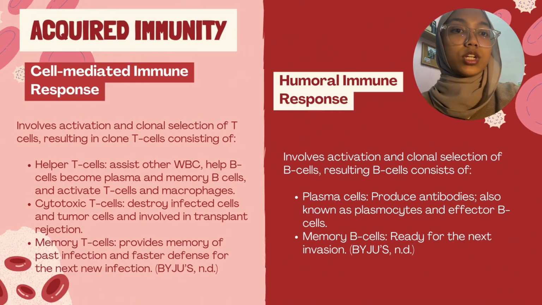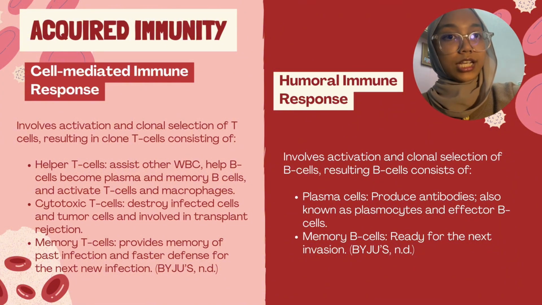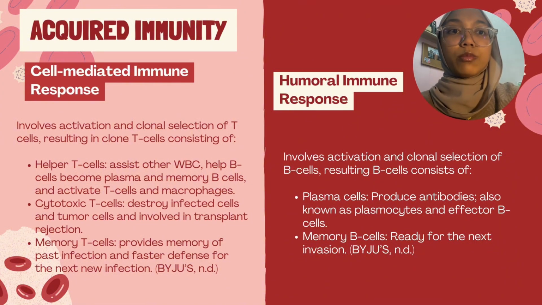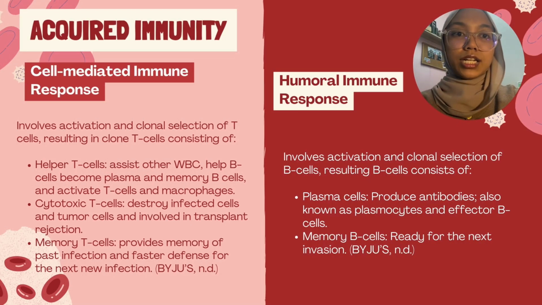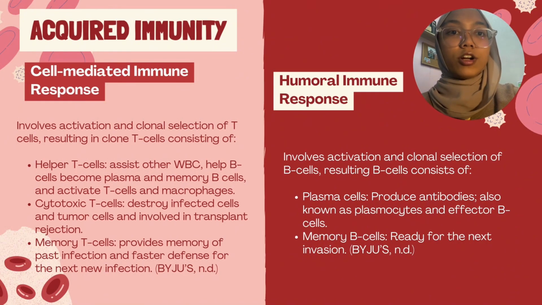Number 2, it also results in cytotoxic T cells, which destroy infected cells and tumor cells, and it is also involved in transplant rejection. And lastly, memory T cells that provide memory of past infection and also faster defense for the next new infection. Next, as for humoral immune response, it involves activation and clonal selection of B cells, resulting in B cells that consist of 1. Plasma cells that produce antibodies, also known as plasmocytes and effector B cells, and lastly, memory B cells that are ready for the next invasion.